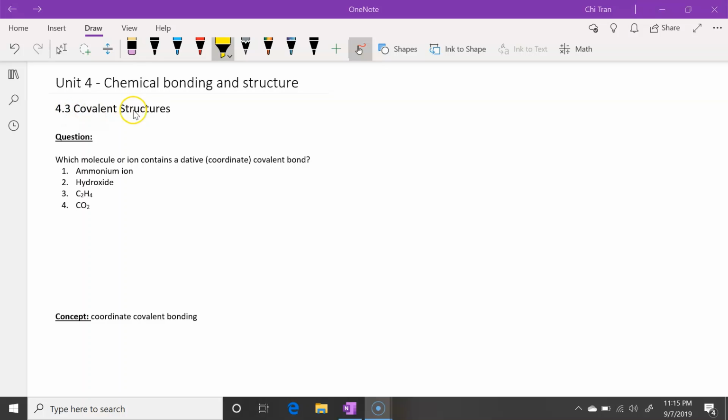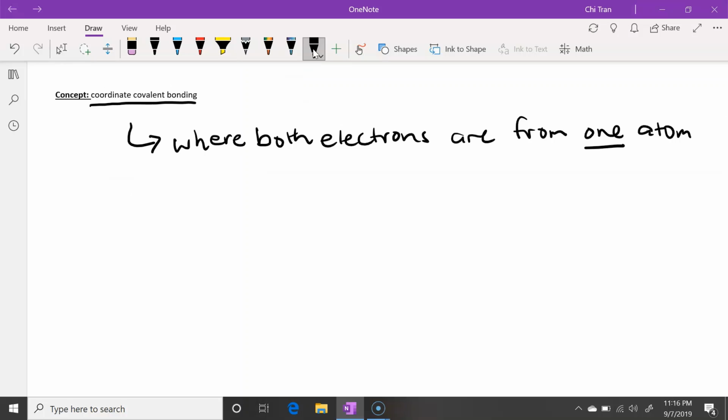Tutorials about covalent structures. So the keyword in the question is dative, or coordinate covalent bond. And the concept of this question is understanding coordinate covalent bonding. So the word coordinate covalent bonding means where both electrons are from one atom used to form a covalent bond. So let's use an example to understand this.